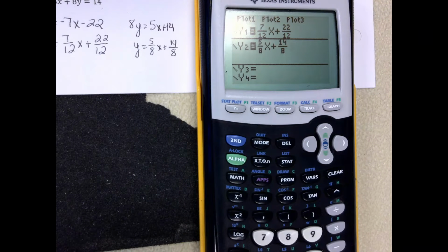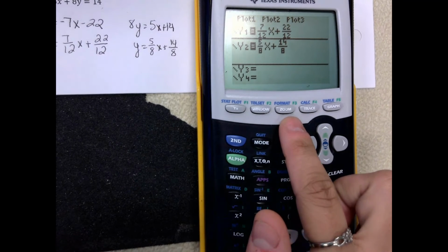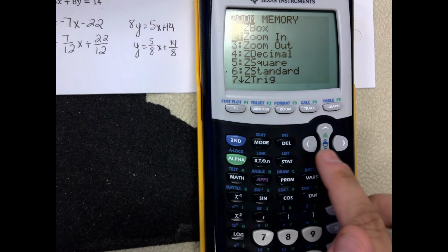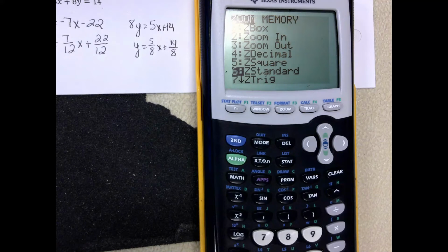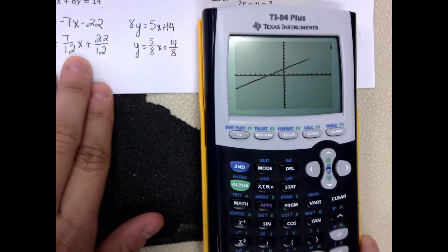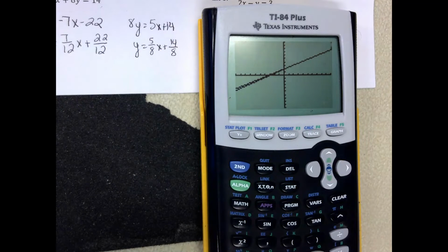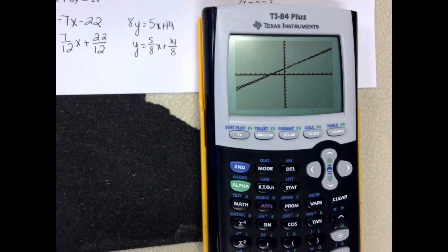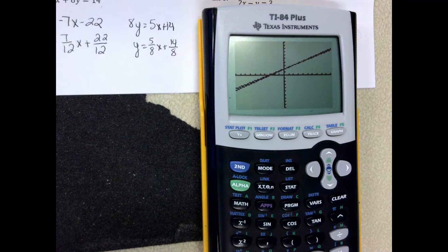Now remember, if we want to make sure that our graph is the standard window, which goes from -10 to +10 on both the x and y axes, you can press the zoom button, which is the third one at the top, and then go to number 6, which is ZStandard. Okay, so you press that, and then it will graph. You have the normal axes from -10 to +10 on both the x and y, and then we should have the 2 lines there. They look very similar, right? Because really the slopes are very, very close to each other, and then probably their y-intercepts are very close.